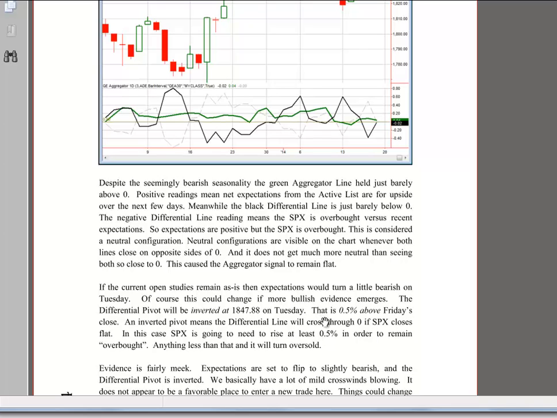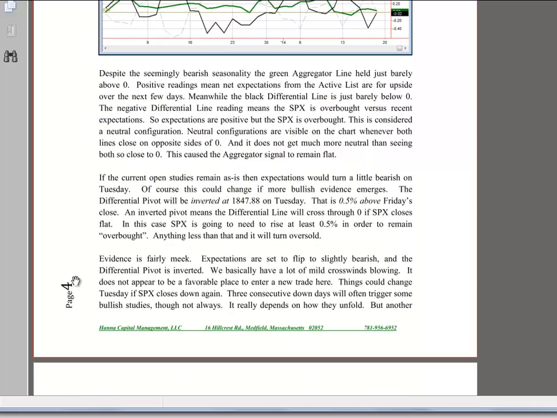If no more studies are added, will the configuration be bullish or bearish the next day? Where would we need to close to move from overbought to oversold, or oversold to overbought, or whatever that is? So that comes in the second paragraph there. And then below that is my summary and what I intend to do.